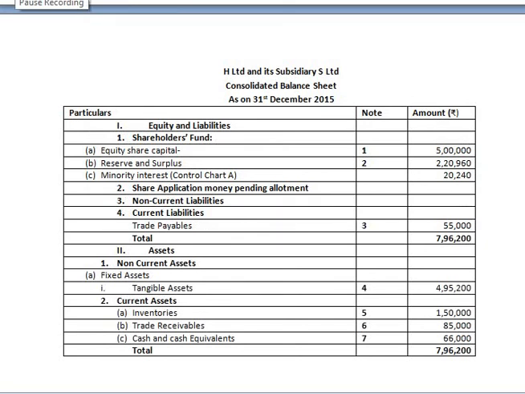Now, if you look at the balance sheet, the equity share capital from note 1 you get 5 lakh, then the reserve and surplus 2,20,960 from note 2, then minority interest from control chart A, then trade payable is 55,000, so the total will be 7,96,200. Then the tangible assets from note 4, that is 4,75,200. Then inventories from note 5, 1,50,000, and trade receivable 85,000, and cash equivalent from note 7, 66,000. So you'll get 7,96,200. I hope you understand.